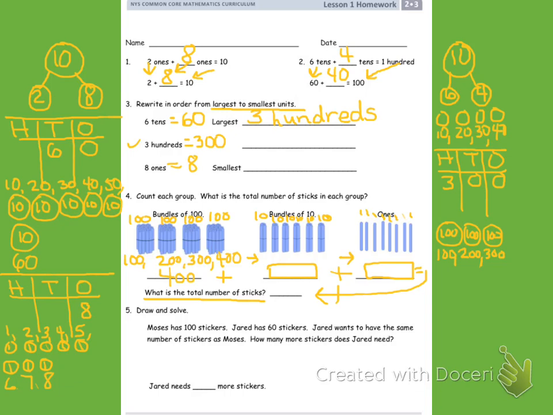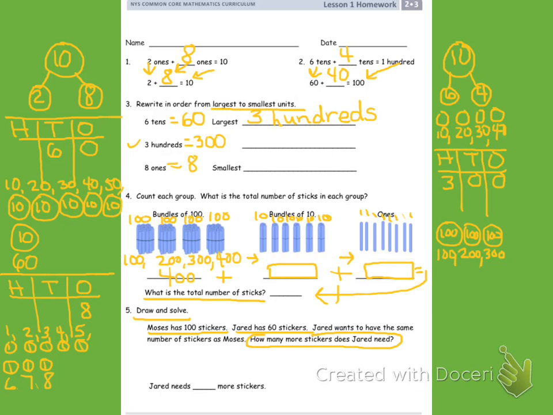And finally, for problem 5, it asks us to draw and solve. Moses has 100 stickers. That's important information, so I better underline it. Jared has 60 stickers. Again, I better underline that. Jared wants to have the same number of stickers as Moses. How many more stickers does Jared need? I like to circle the question so I remember to go back and answer it in words.